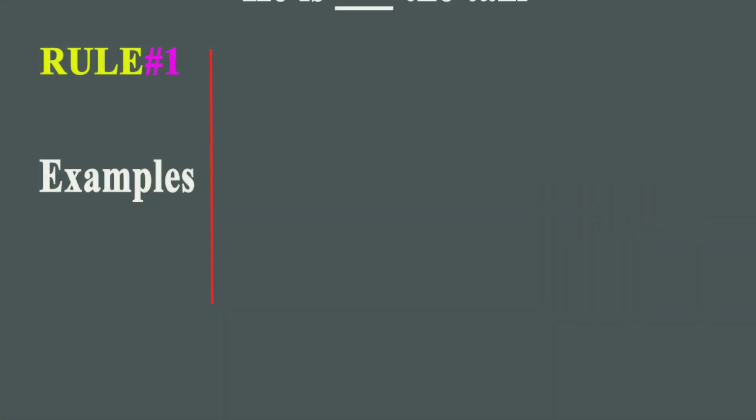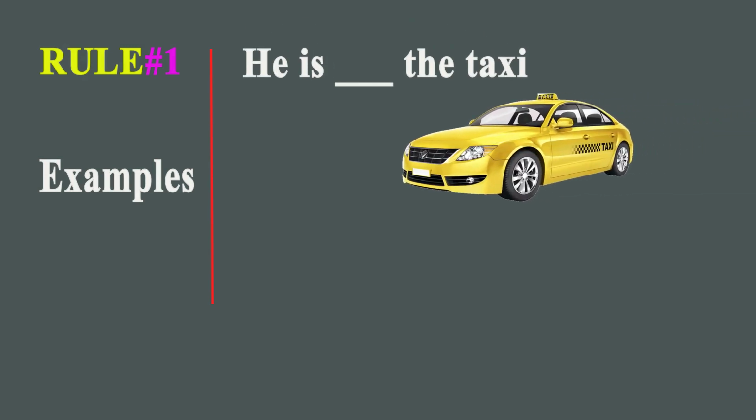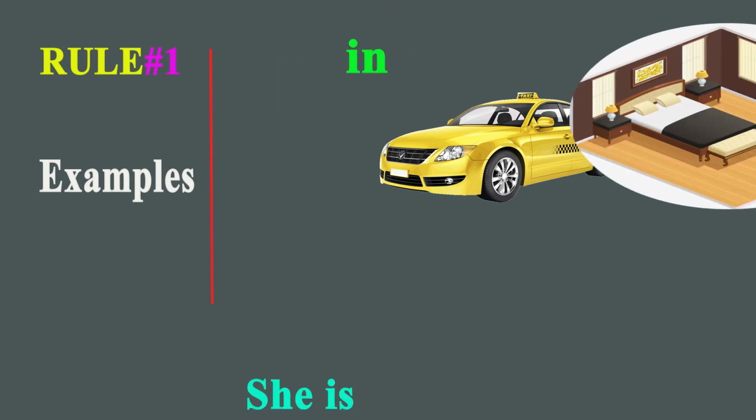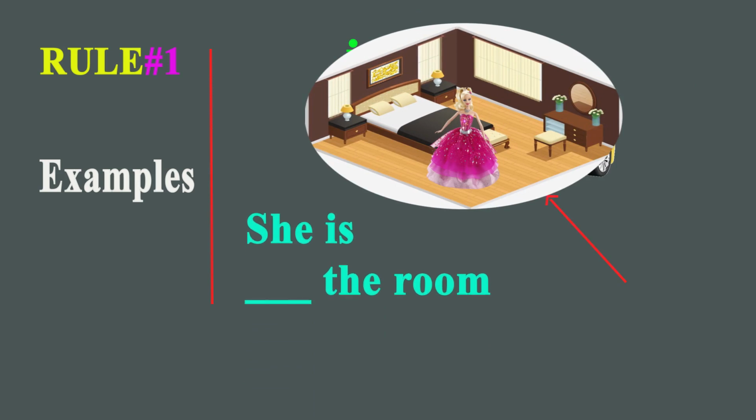So we will try to understand with some examples. He is dash the taxi. So within this taxi, it is an enclosed space. So we will use preposition in. He is in the taxi. Or she is dash the room. Room means it is an enclosed space. So the girl is inside the room. So we will say she is in the room.